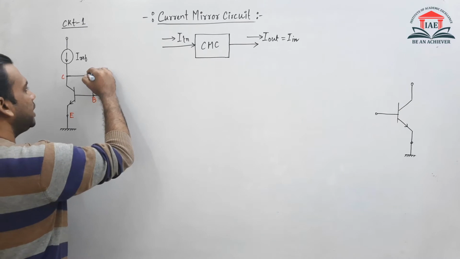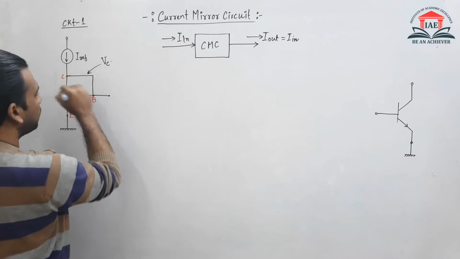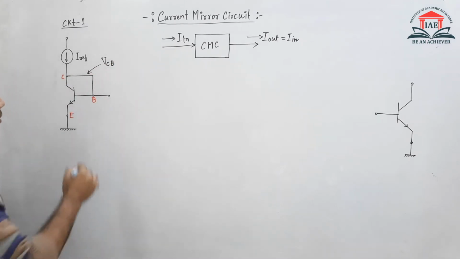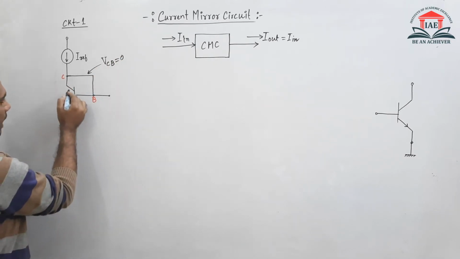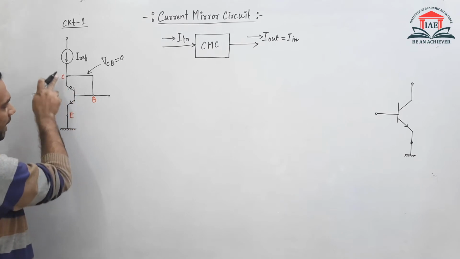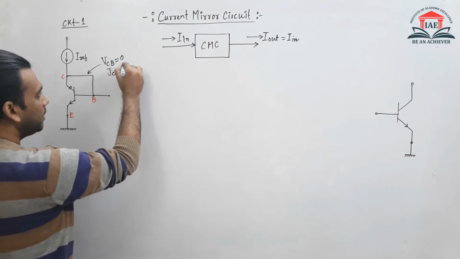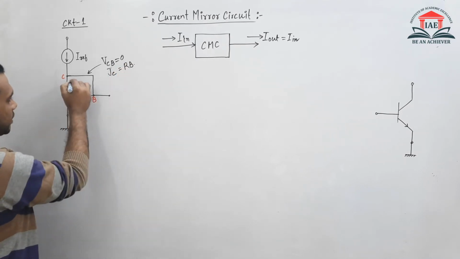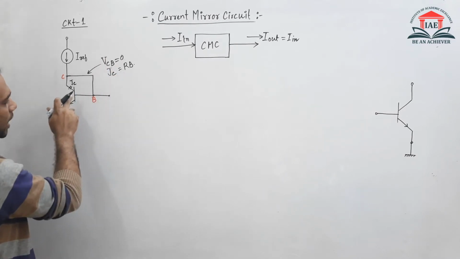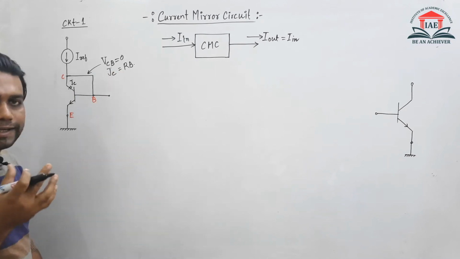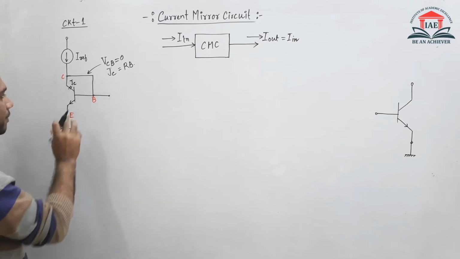So we can say from this that the voltage across collector to base, VCB, will be 0 here. If VCB is 0, then the junction between the collector and the base, that is the JC junction, will be reverse bias. For this JC junction, VCB is 0. That means the JC junction, the collector junction, will be reverse bias. This is the first information that we can extract from this circuit.